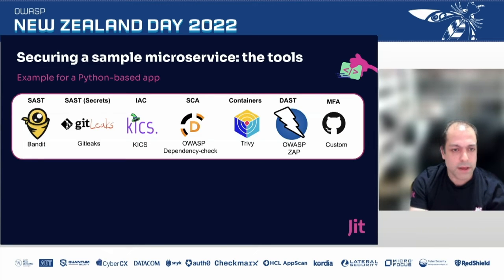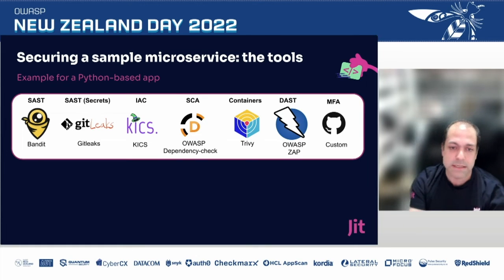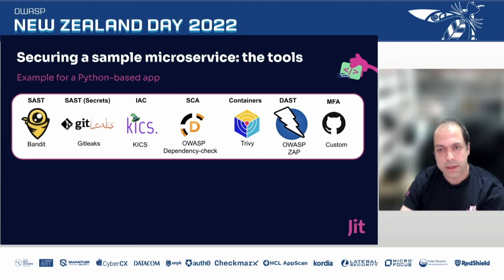So, a recap of the different tools that I described here: you have Bandit, Gitleaks, KICS, Dependency Check, Trivy, ZAP, and a custom one that I built. And now I want to show you within the next few minutes how it looks.